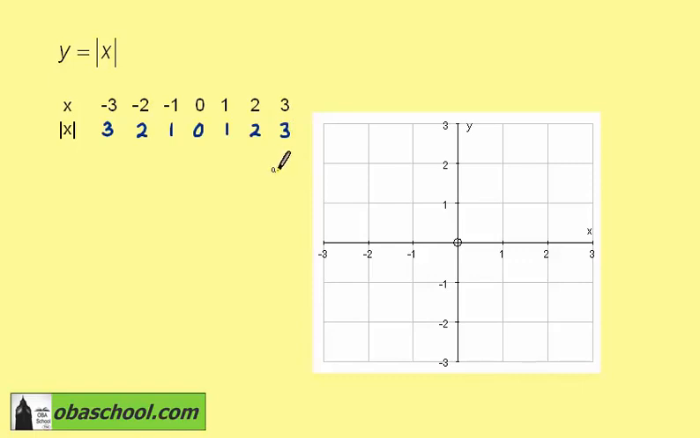Let's first draw the graph of y equals x. If x is minus 3, for y equals x, y is minus 3 as well. So we have minus 3, minus 3. We then have minus 2, minus 2, minus 1, minus 1, 0, 0, 1, 1, 2, 2, and 3, 3.